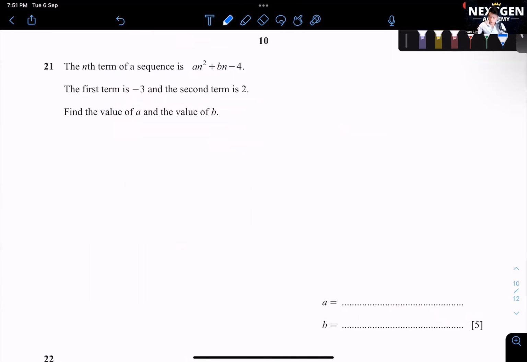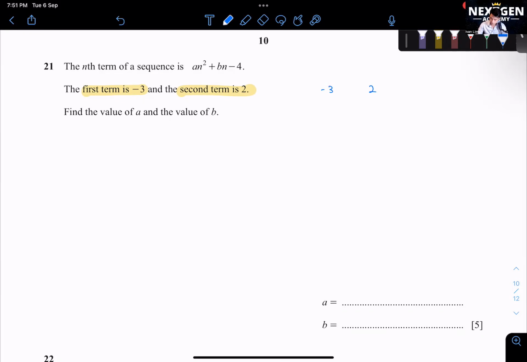Next one. Question 21. The nth term of a sequence is an squared plus bn minus 4. The first term is -3 and the second term is 2. Find the value of a and the value of b. Okay. So when they say first term, means this is a sequence. That means my first term is -3, then my second term is 2.